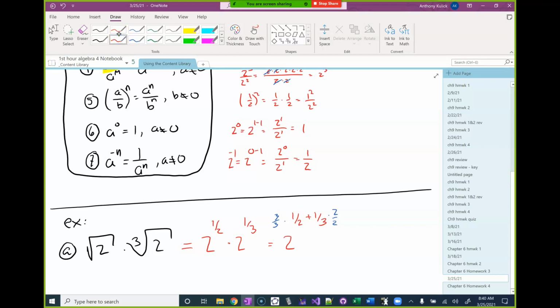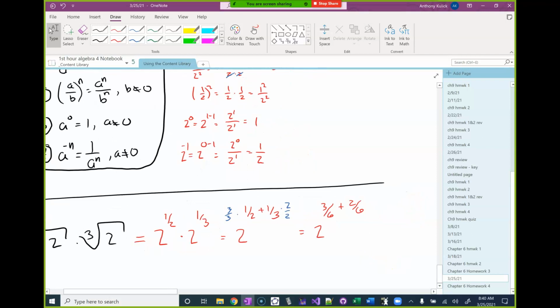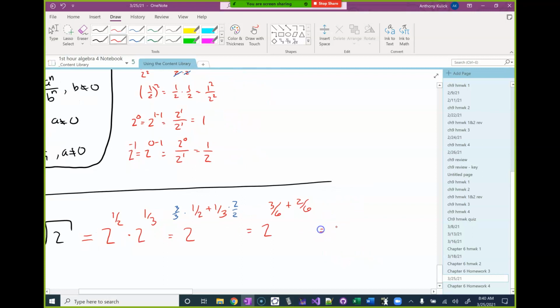Now that we have a common denominator, we can add these two fractions by adding their numerators. So that's 2 to the 5/6. And then I can just translate this back to a radical. So the denominator for my exponent is the index of my radical, and the numerator is the exponent inside my radical. Or just the 6th root of 32.